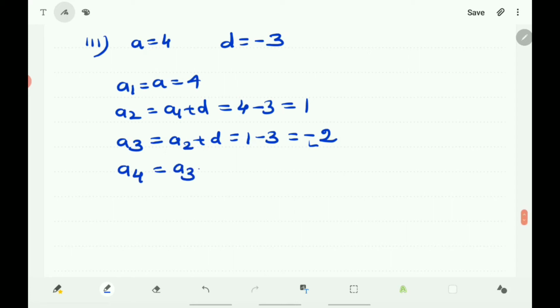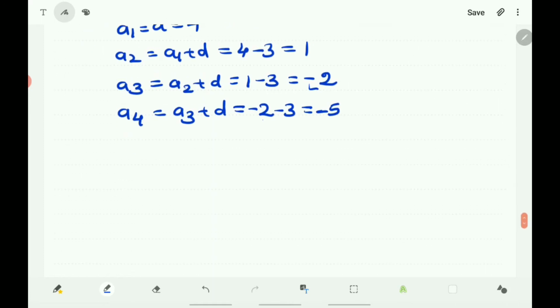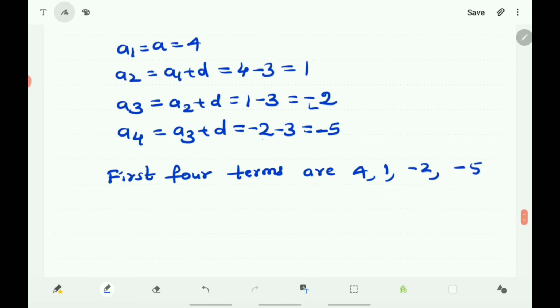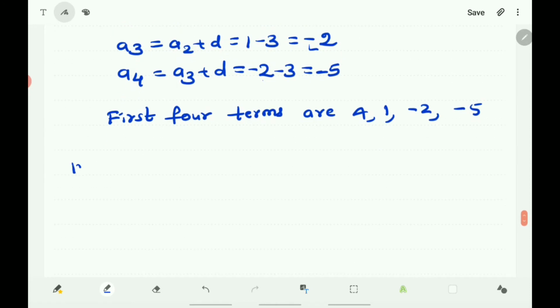A4 means A3 plus D, that is A3 is minus 2, and D is minus 3. The sum of minus 2 and minus 3: here 2 and 3 sum up to 5, and the sign is minus. So the first four terms are 4, 1, minus 2, minus 5. Then you take the fourth one.